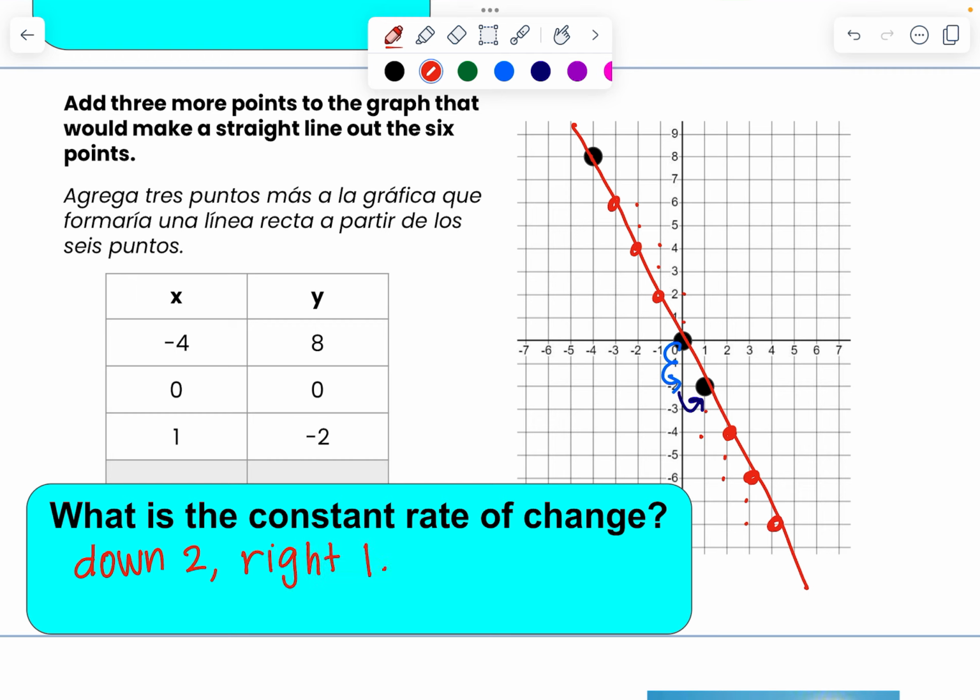Something I want to bring up and make super clear too, graphs are read from left to right. We read English from left to right. We read equations from left to right. We are going to read our graphs and interpret them from left to right. So it's really important that we say our graph is going down 2, right 1 and not the opposite, up 2, left 1, or up 2 over 1. We have to be extremely clear that we're reading these from left to right.